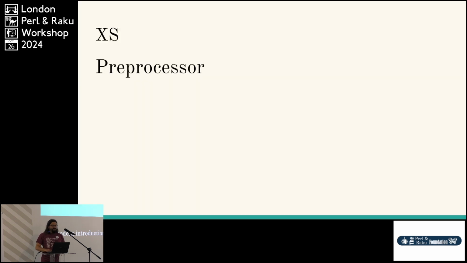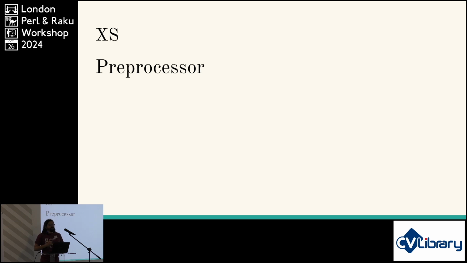So yeah, let's start with what is XS. XS is a preprocessor. It allows you to write a small amount of code to glue Perl code and C code, and it will generate the C code that's involved in binding the two. You could also write the C code by hand, but that actually would be a lot more difficult than just writing a small amount of XS.